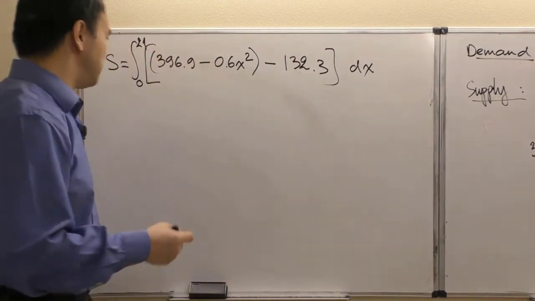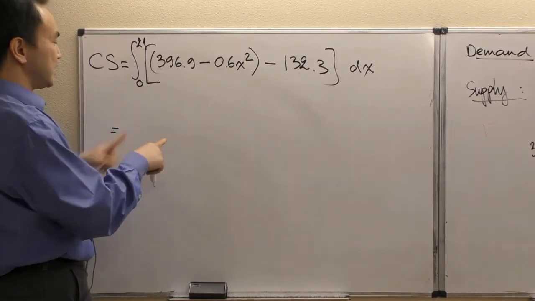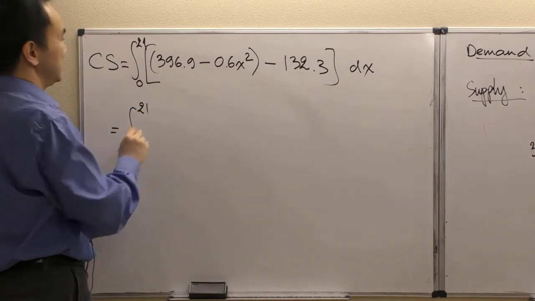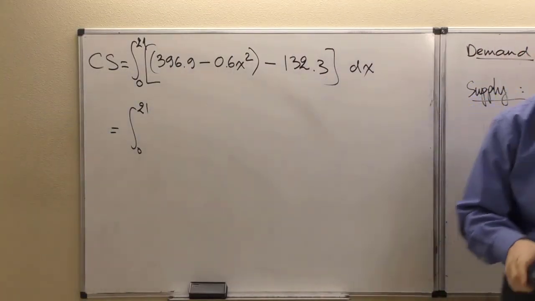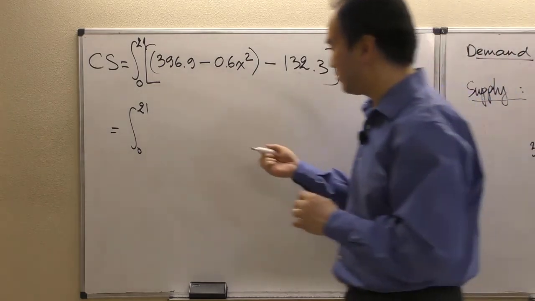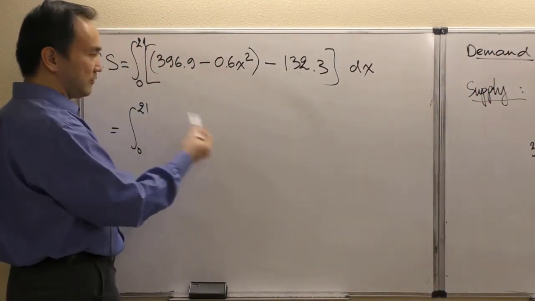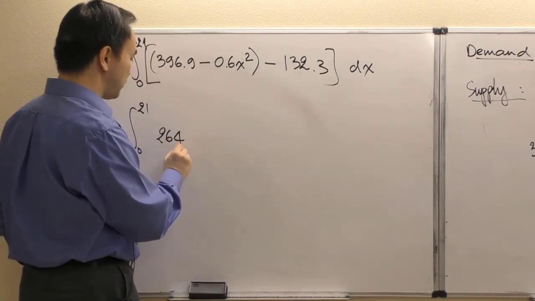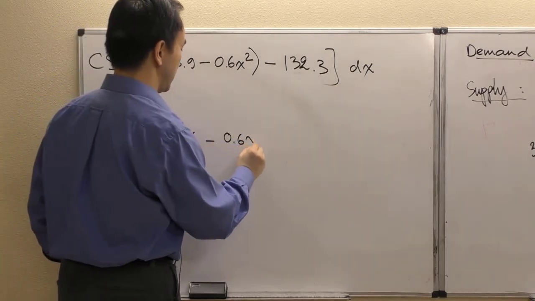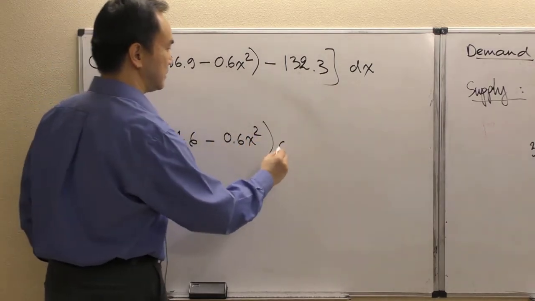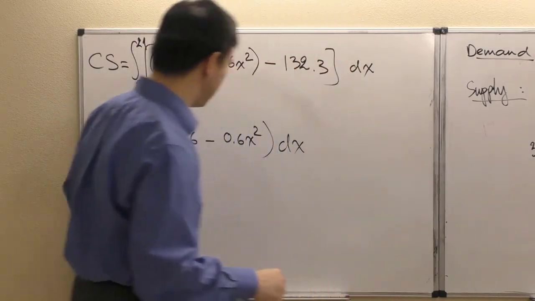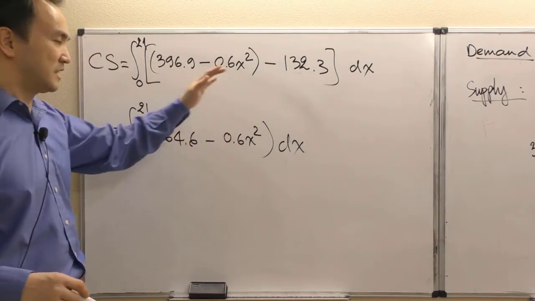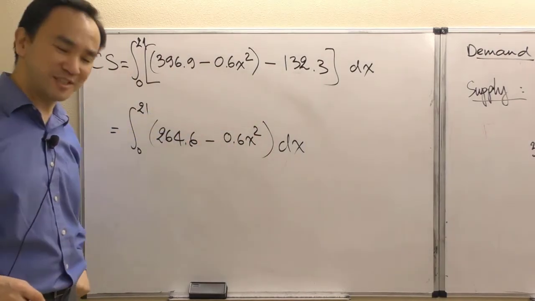All right, so now I can combine like terms a little bit before I head out for the actual integral work. So from 0 to 21, here I'm looking at my final setup before we really do the integral work, to be 264.6 minus 0.6 x squared, okay, dx. All right, so this is the final cleaned version of the integral setup, ready for finding the final area, or the final consumer's surplus.